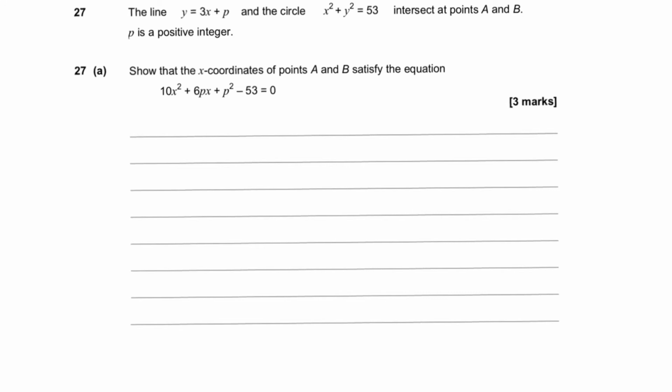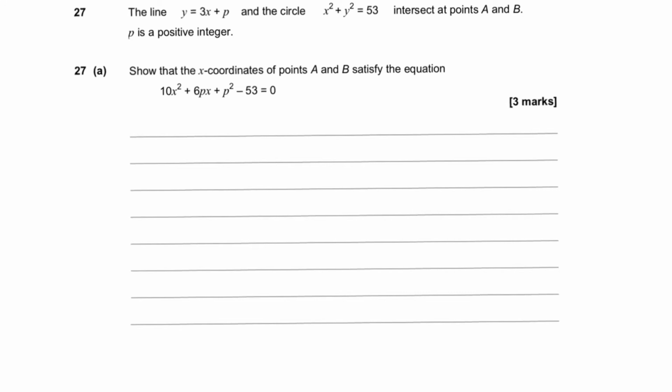So let's read the question slowly and calmly. The line y equals 3x plus p and the circle x squared plus y squared equals 53 intersect at points A and B. P is a positive integer. Show that the x coordinates of points A and B satisfy the equation 10x squared plus 6px plus p squared minus 53 is equal to 0.